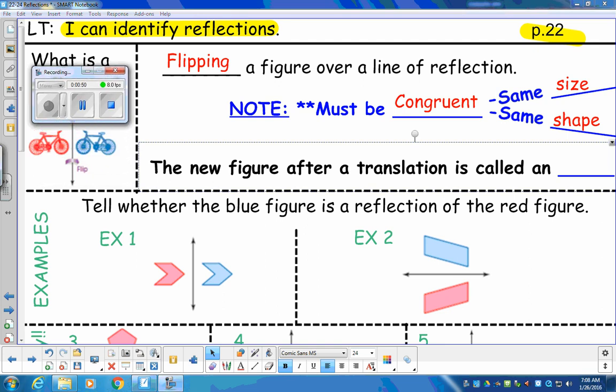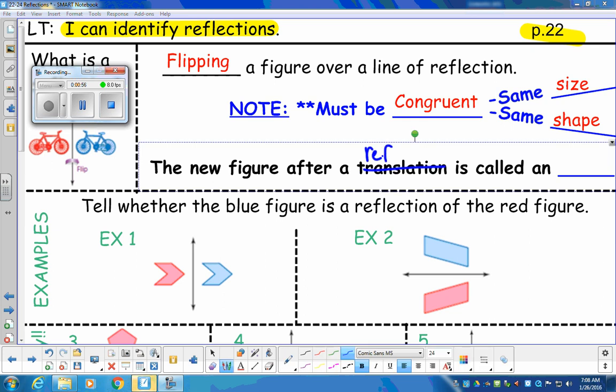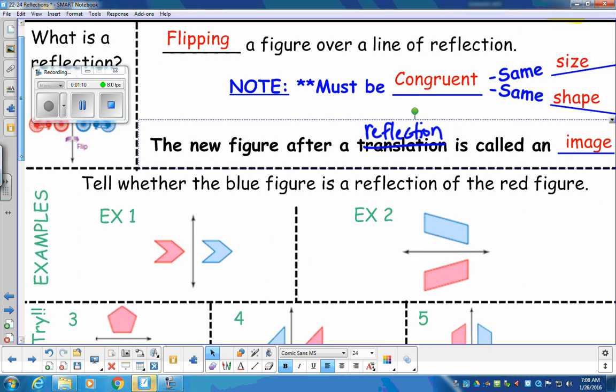Okay, so just like in our work with translation, the new figure after the reflection, this should say reflection, there's an error there, sorry about that. The new figure after the reflection is called an image. We're going to use those primes again today, those little apostrophes in math, which means that it's new, the image. All right, so let's take a look at some examples here.